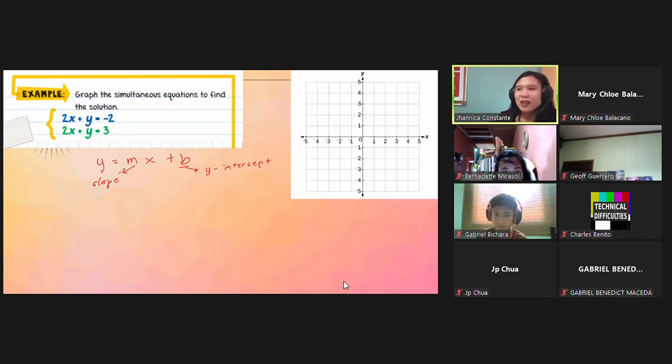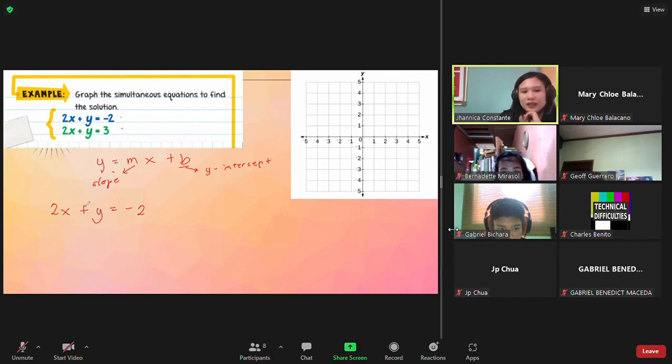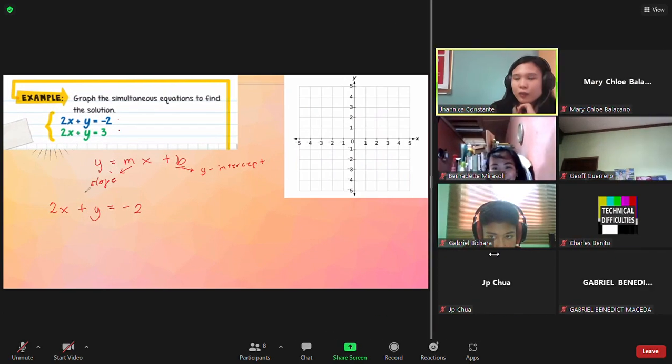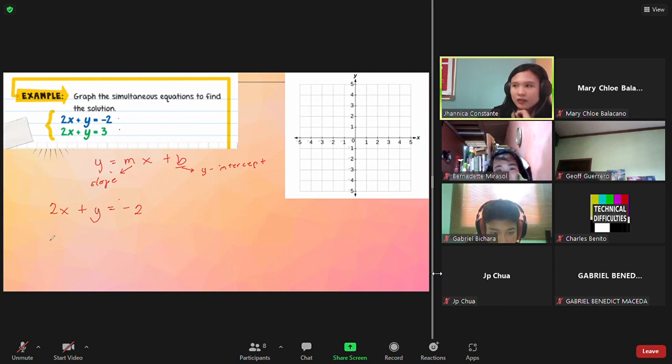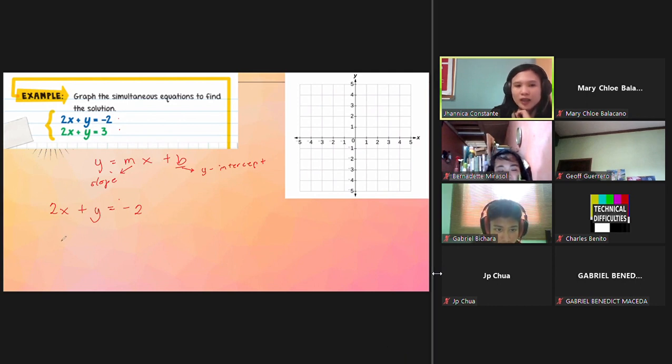So let's determine this in the example that we have. Let's rewrite the two equations into slope-intercept form. Let's start with 2x plus y equals negative 2. To change this standard form into slope-intercept form, transpose positive 2x to the other side of the equation. So we will be having y equals negative 2x minus 2. This is the slope-intercept form of the first equation.